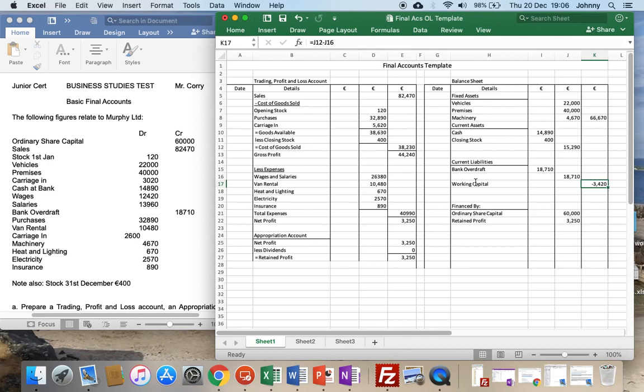But we'll be adding that number to the figure above, and we'll call that net assets. So we have our fixed assets plus our working capital gives us net assets. We'll then add that, so we add those numbers there, and then we'll compare and see, do we get the same number when we add our financed by? So we'll add our ordinary share capital, and we'll add our retained profit, and we get the same number, so that means we've done the question correctly. So that's the basics of how to do the final account question that we discussed in class.